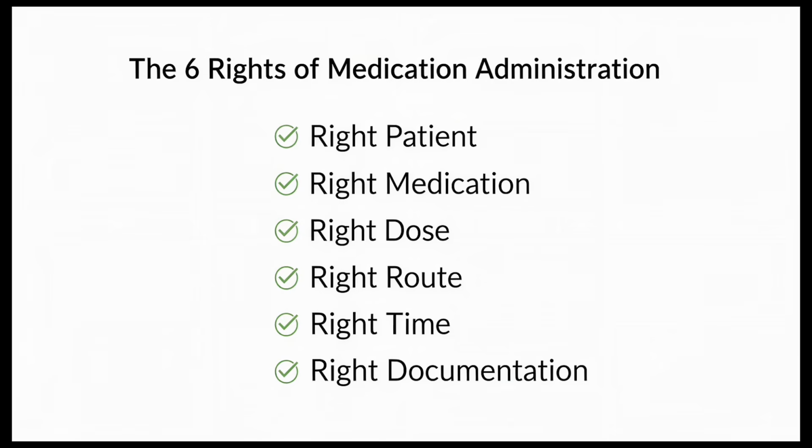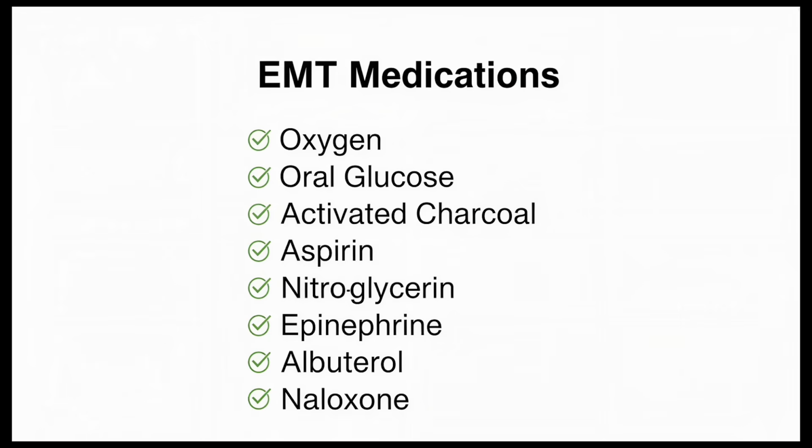Let's review the core EMT medications. Oxygen, indicated for suspected hypoxia. Oral glucose, used for conscious patients with confirmed or suspected hypoglycemia. Activated charcoal binds to ingested poisons. Aspirin, an antiplatelet agent used for chest pain of suspected cardiac origin. The patient must chew the tablets.